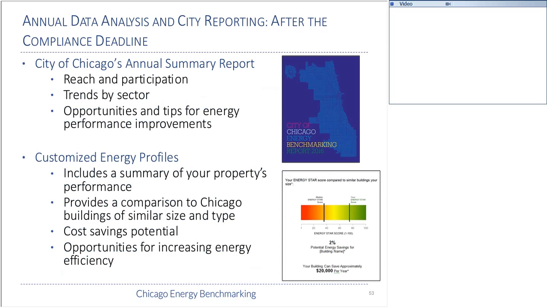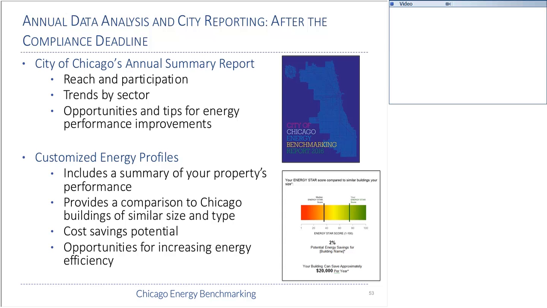After all of this and after the June 1st deadline, the City of Chicago does create an annual summary report, which Amy mentioned in the first webinar, talking about some of the results that have been found over the last 3 years. They look at the reach and participation, trends by sector, opportunities and tips for energy improvements, and so it's a pretty great report if you're able to do that and download it.